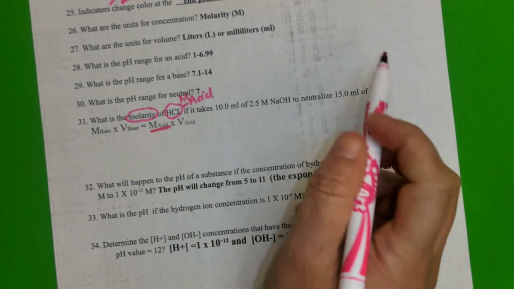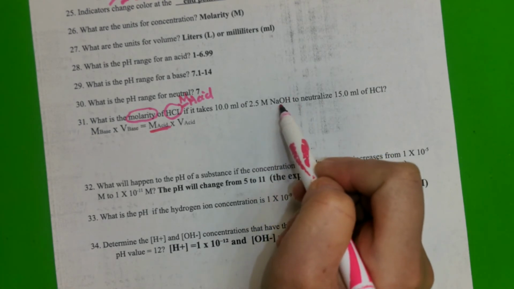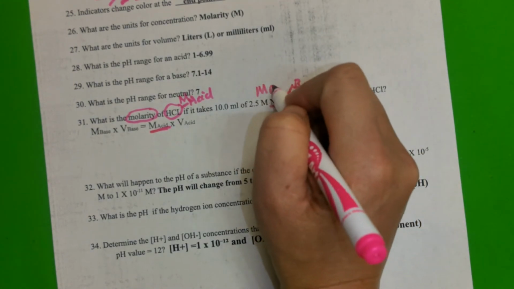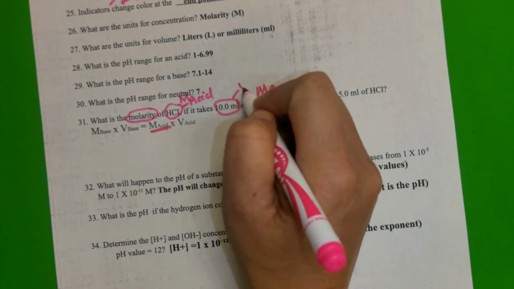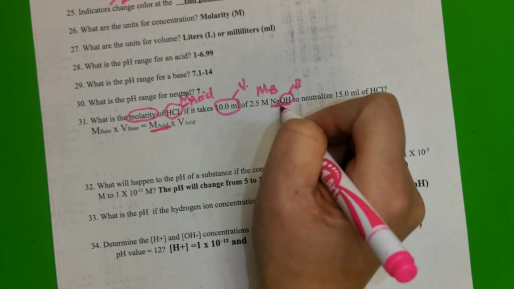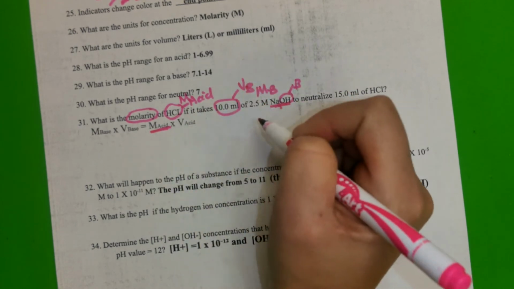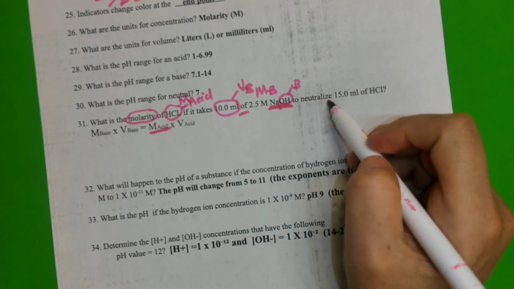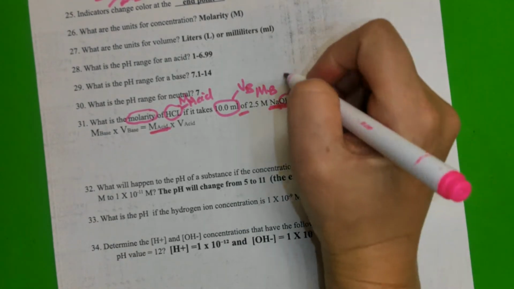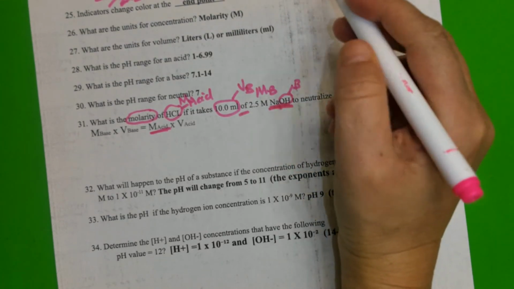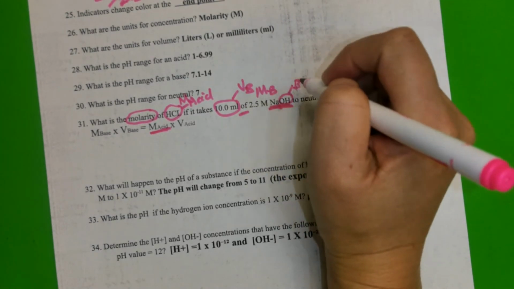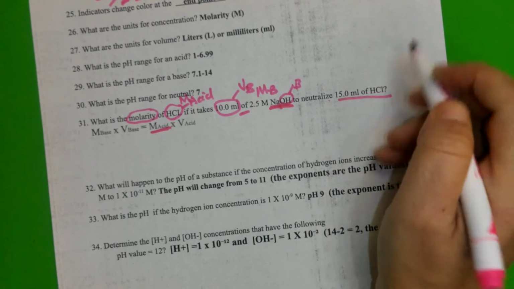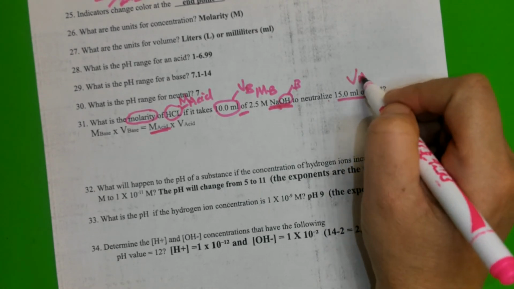Okay, if it takes 10.0 milliliters of NaOH, so this is a base. So be careful. This is an MB, and this is the volume of the base, not the acid. So be careful, you have to read it. It's of this. And then it says to neutralize. This is the volume of the base, and this is the molarity of the base. And this will be your volume of the acid.